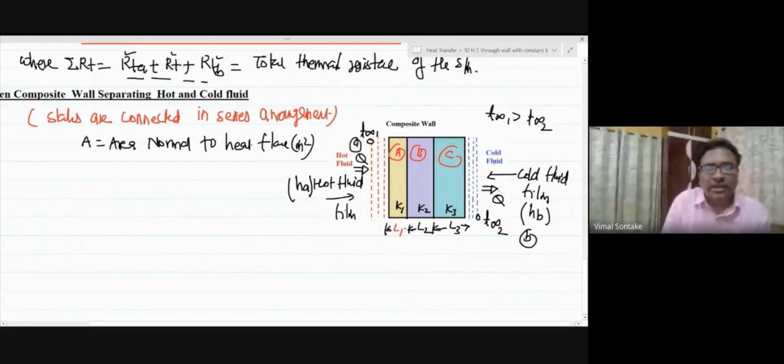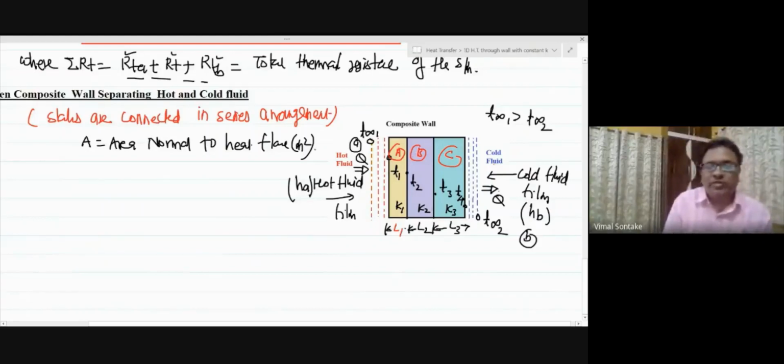Let us say the temperature of this face is T1. Temperature of the interface AB is T2 and temperature of the interface BC is T3. Temperature of the right hand side face of the slab material C is T4 and temperature of the cold fluid film is T infinity 2.